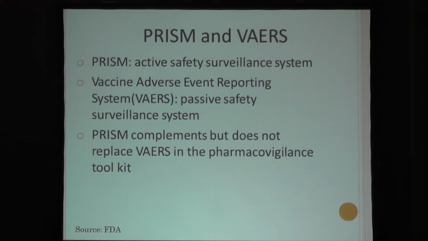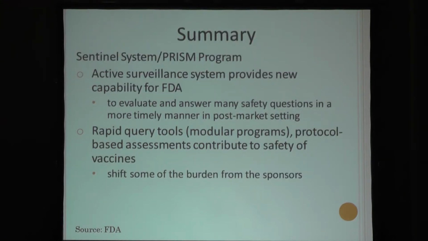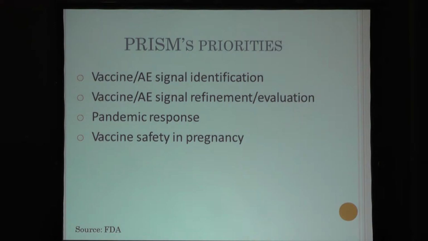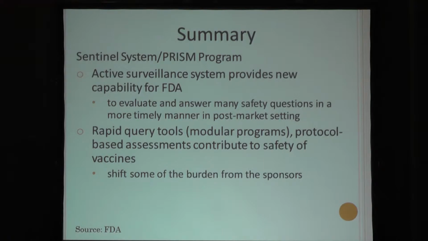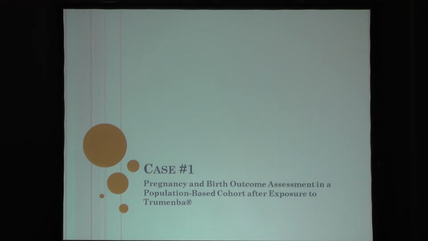Comparing PRISM versus VAERS, PRISM is an active surveillance program, but spontaneous reporting is a passive safety surveillance program. However, both complement each other, so they can't work without each other. The priorities for PRISM include signal detection, signal refinement, signal evaluation, pandemic response, and vaccine safety in pregnancy. To summarize, PRISM is an active surveillance program that provides a new capability for FDA.